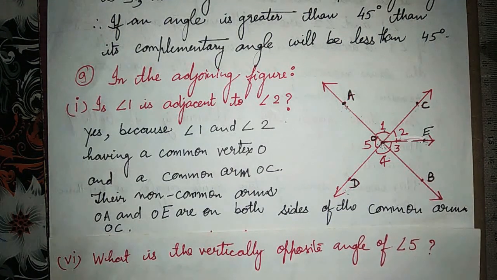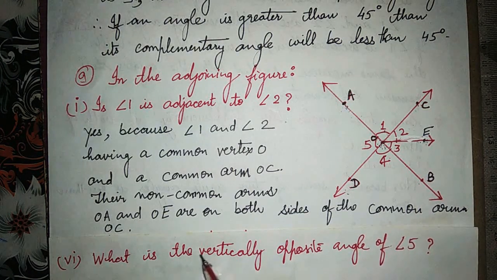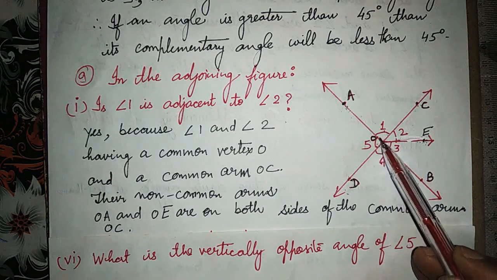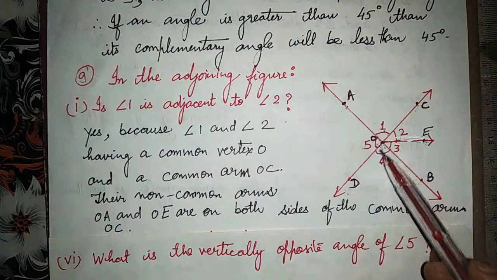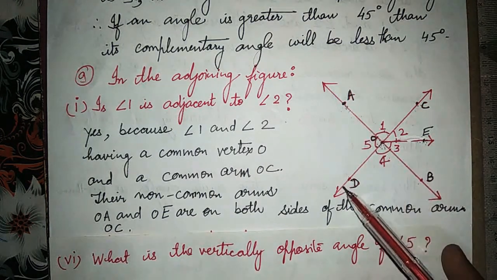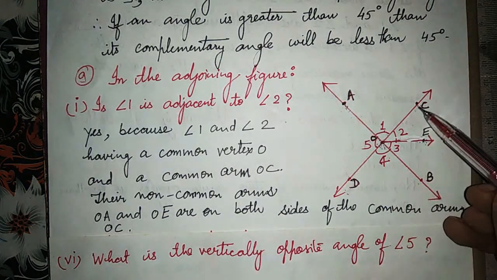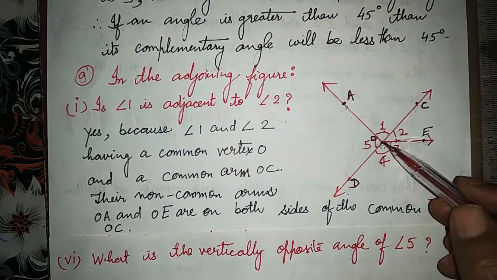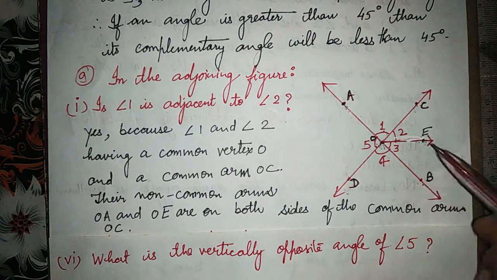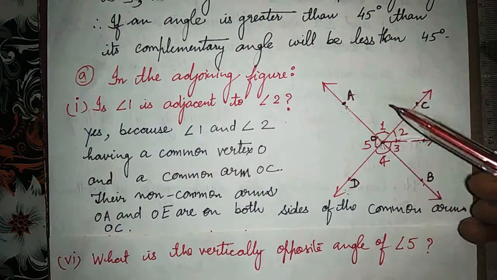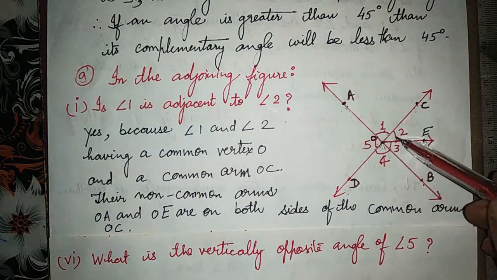Now students, see the sixth part. What is the vertically opposite angle of angle 5? Here you see angle 5, angle AOD is angle 5, and its vertically opposite angle is angle COB.